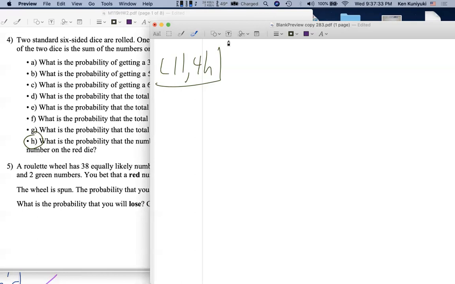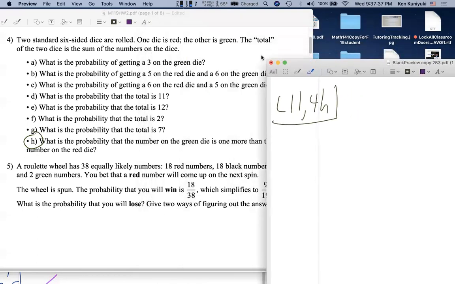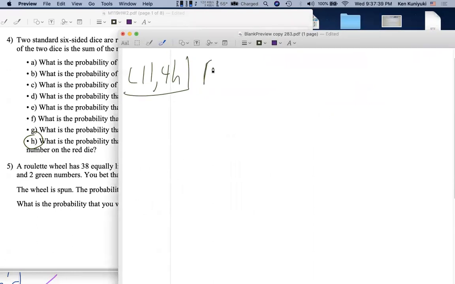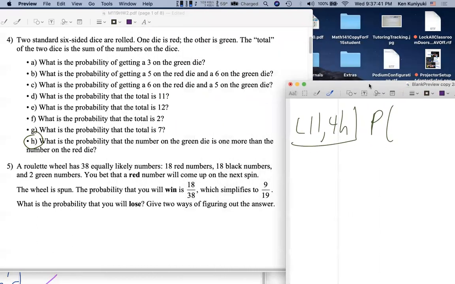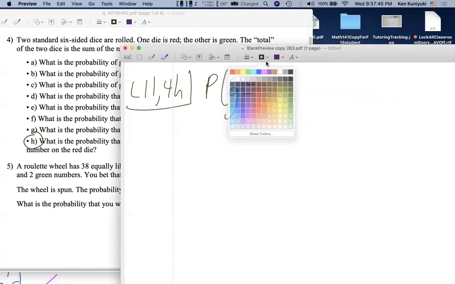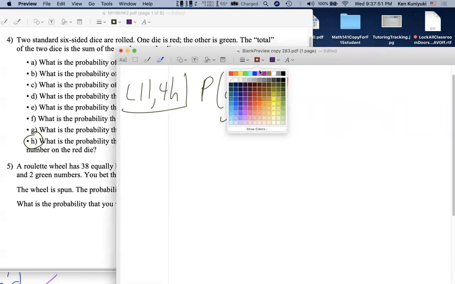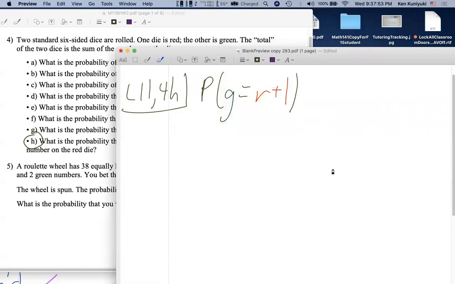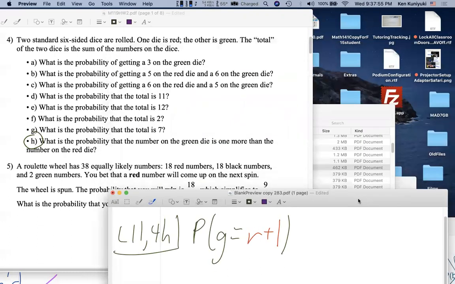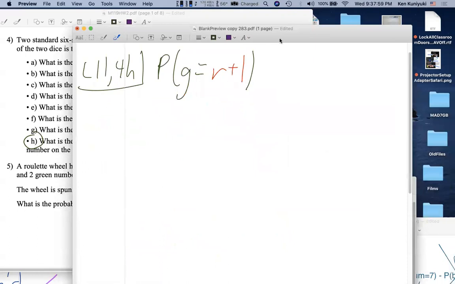Okay, so right here. What's the probability that the number on the green die is one more than the number on the red die? A little math here. Probably that the number on the green die is one more than the number on the red die. A little bit of word problems here, right? So the probability that green is one more than red. Although if you had mixed these up, you get the same number anyway, right?